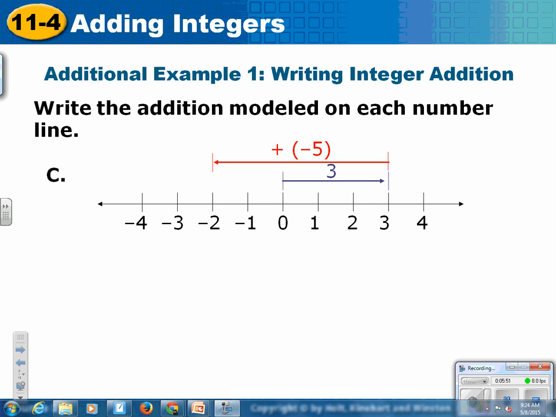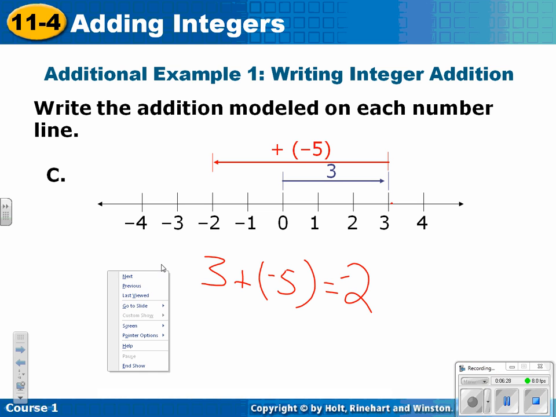The one that's closest to the number line and the one that starts at 0 is 3. So this is the start of my answer. 3. We're dealing with addition, so it's plus. And once I've gotten to the point of 3 right there, I ended up moving back to the left, so I must be adding a negative. Where did I end up? -2. Sorry. -2. That's my answer.